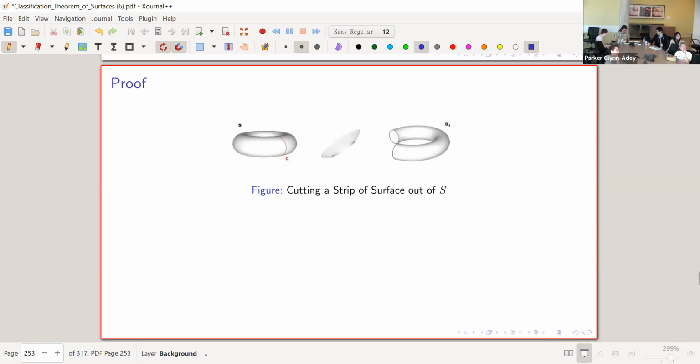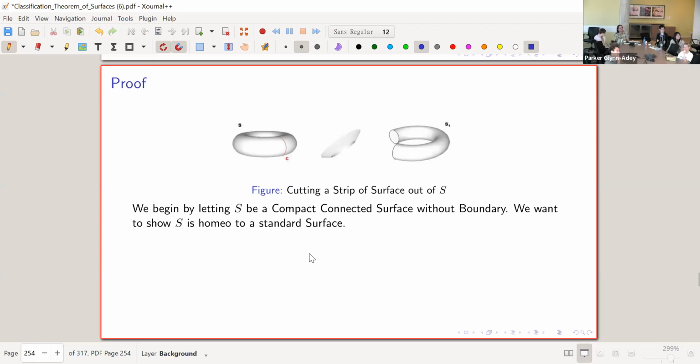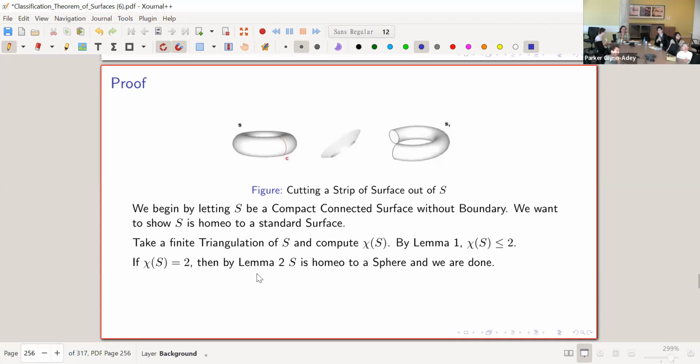We're going to take a surface S. We're going to begin by letting S be a compact connected surface without boundary. So we want to show S is homeomorphic to a standard surface. So we're going to take a finite triangulation of S and compute its Euler characteristic. By lemma 1, we know that the Euler characteristic of a surface must be less than or equal to 2. If the Euler characteristic of S equals 2, then by lemma 2, this is equivalent to S being homeomorphic to a sphere. So we're done, because that's just the first in the standard orientable surfaces list.